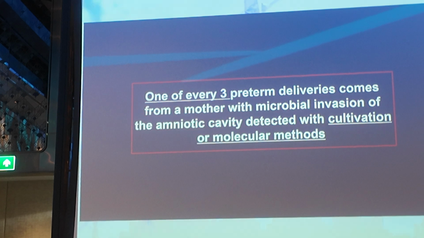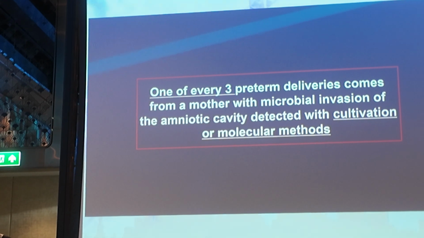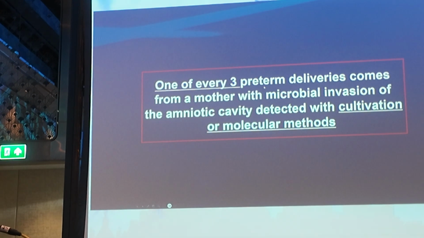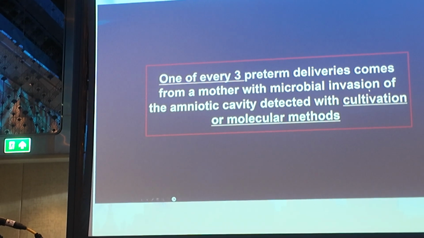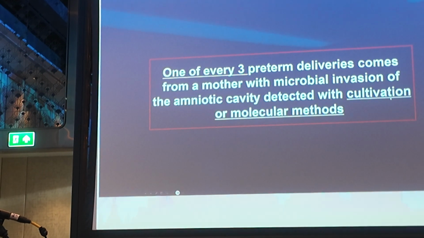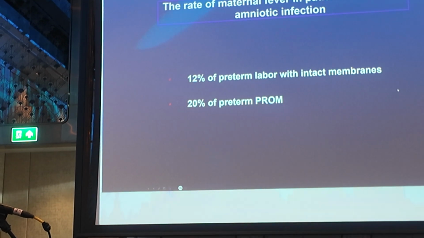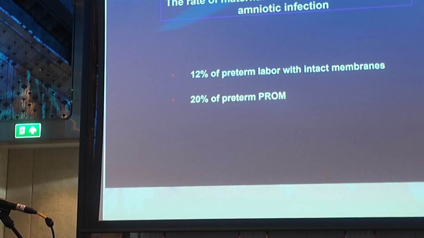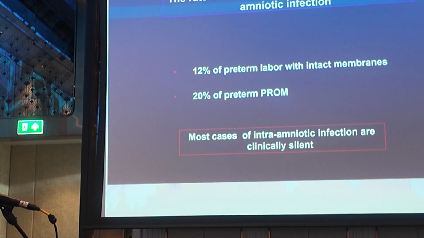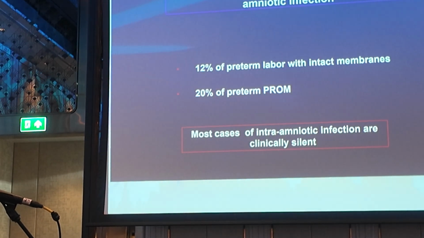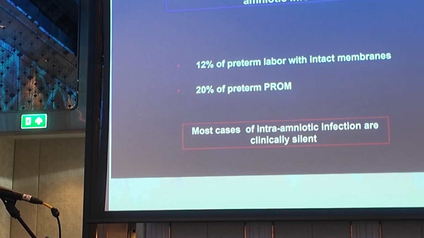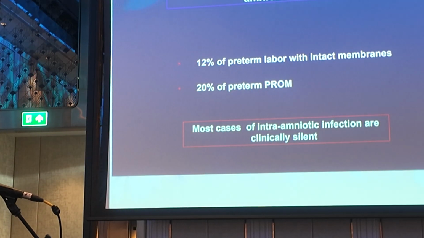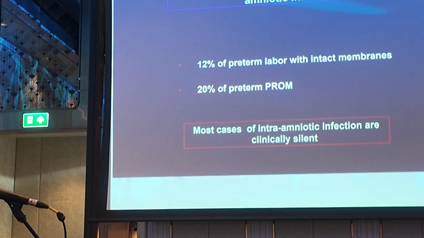Now, the next question then is, remember that 1 of every 3 preterm deliveries comes from a mother who had bacteria in the amniotic fluid that can be detected with cultivation or molecular methods. A minority has a fever, so the idea that this patient doesn't have an infection because she doesn't have a fever today is silly. Please don't repeat that because it betrays lack of knowledge.